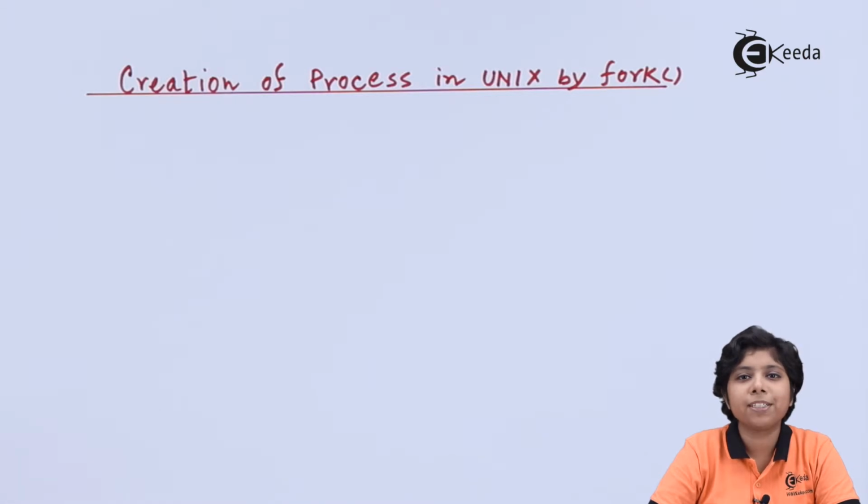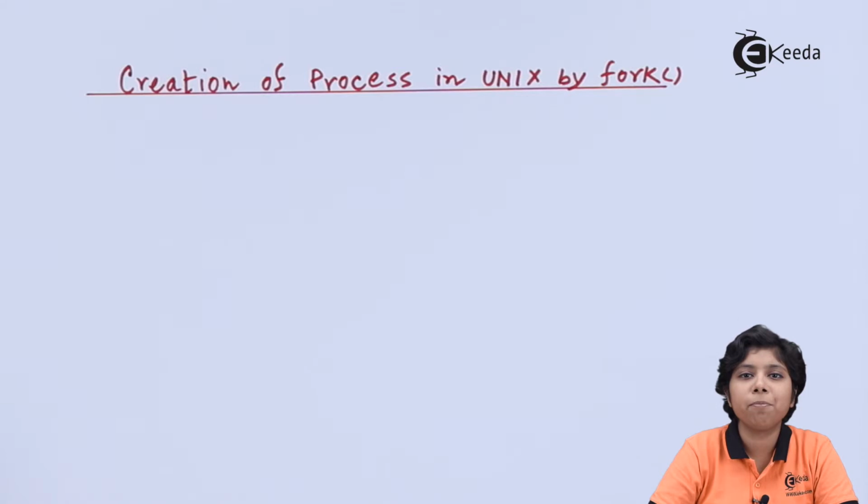The parent process is executing concurrently with the child process, and the second one is the child process terminates. After the termination, the parent process can resume its operation. And in the address space, there are also two possibilities. The child process has the same address space, that means the same data, information and programs as the parent process. And the second one is the child program is loaded with a new program in its address space.